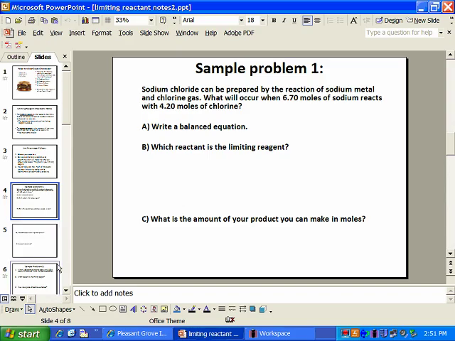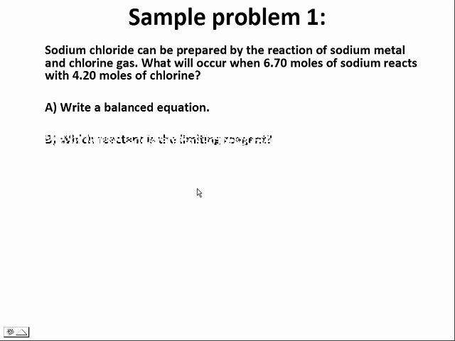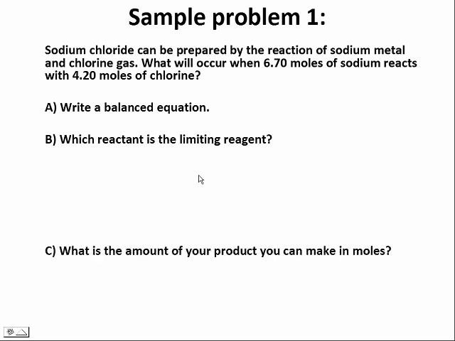So you probably want to try to write this one and work this one with me. It says sodium chloride can be produced by the reaction of sodium metal and chlorine gas. And it says what will occur when 6.7 moles of sodium react with 4.2 moles of chlorine. First thing is to write a balanced equation. The second is we're going to determine which reactant is our limited reactant. And then the third question we're going to answer is what is the amount of product we can make in moles.